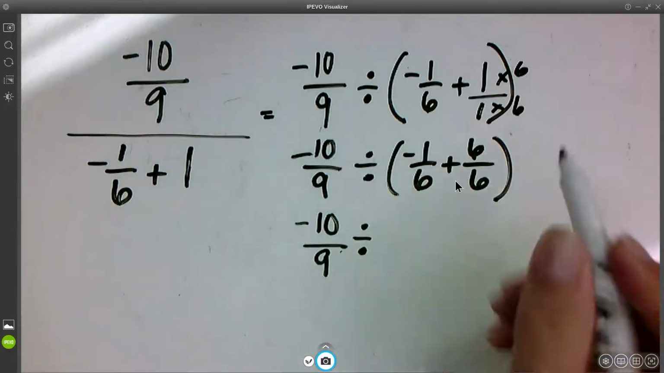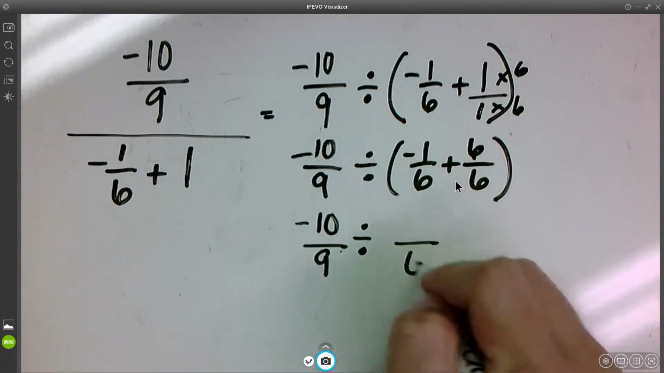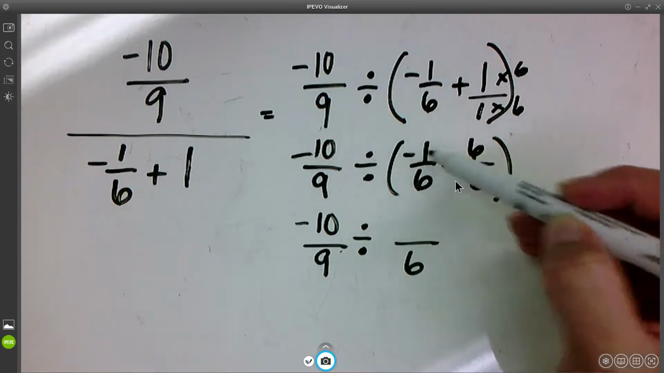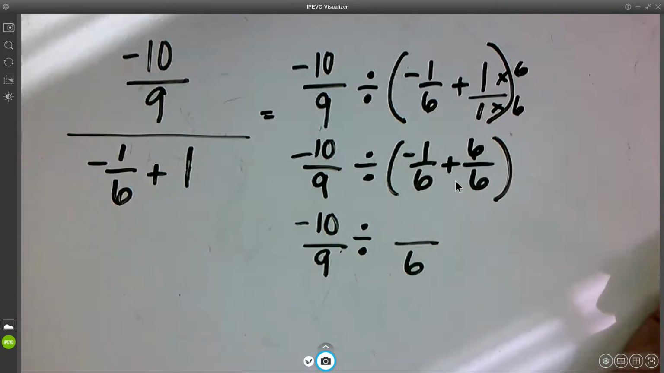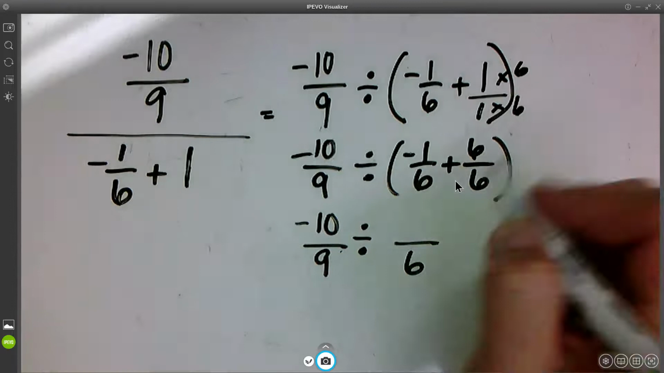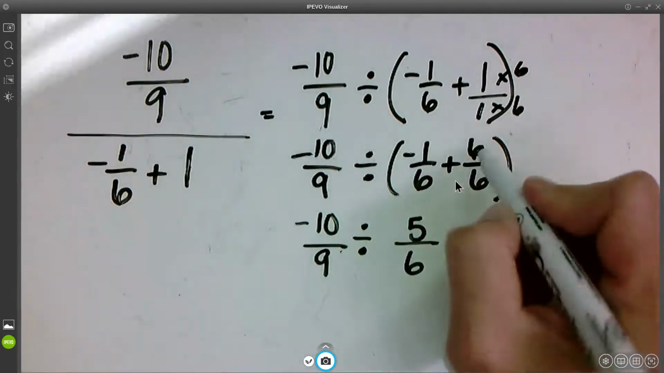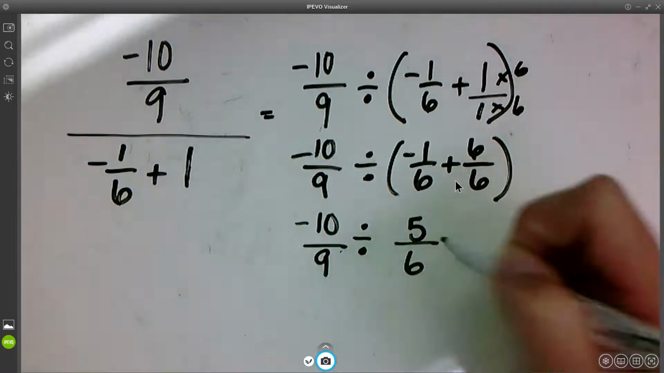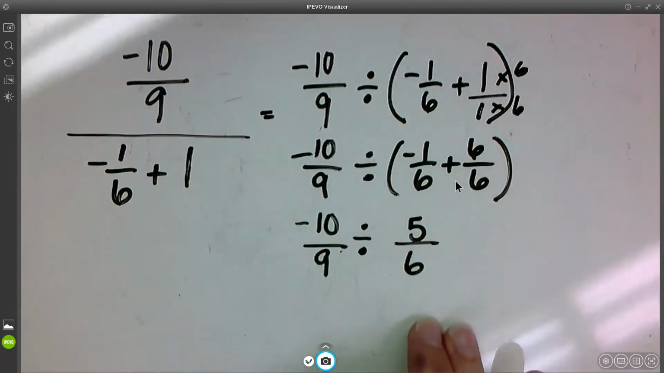And for my addition, my denominator stays the same, and then I use my integer rules when adding the numerators. I have a negative 1 plus 6. The signs are different, so I subtract and keep the sign of the stronger number. 6 minus 1 is 5, and then the positives win the tug of war, so it's a positive 5/6. Now I have a standard old division of fractions problem.